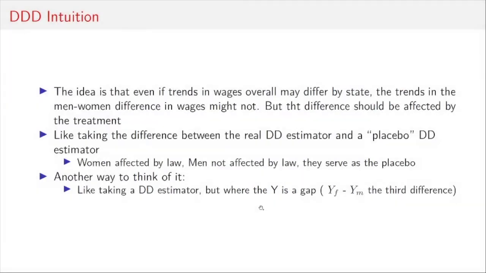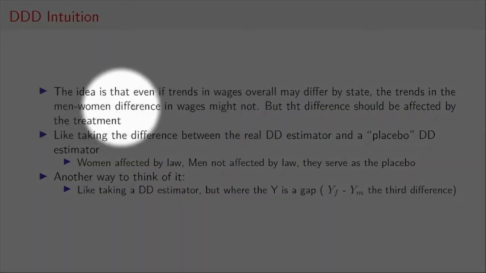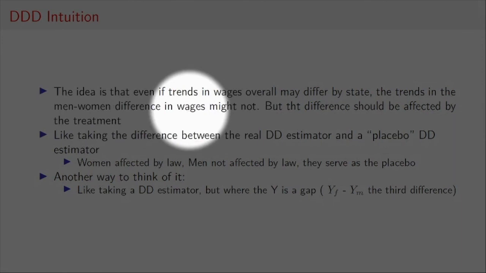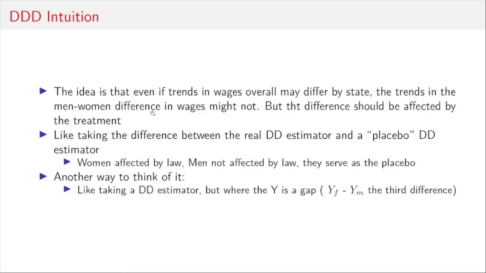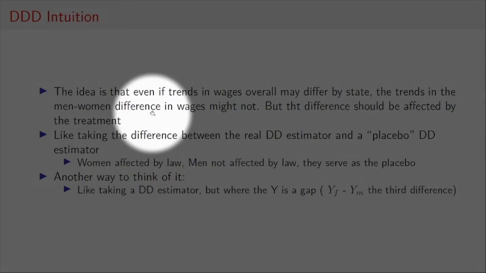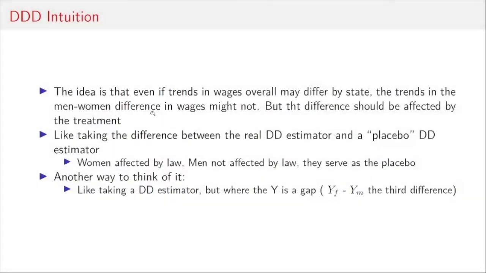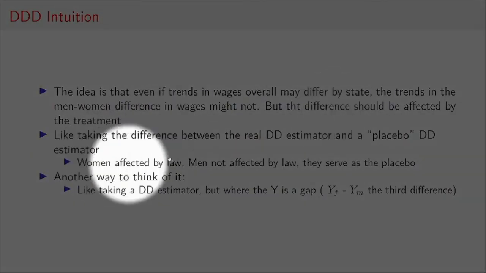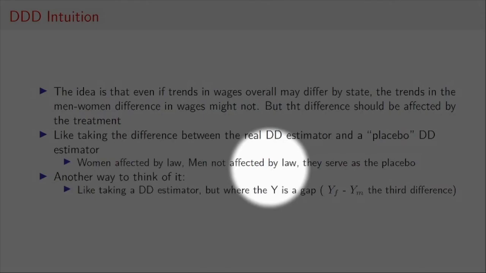So what's the logic here? The idea is that even if the trends in wages themselves may differ between states, we might assume that the trends in the men-women difference in wages, meaning the wage gaps, might not differ. So the wage gap might exhibit parallel trends in the absence of the treatment. However, the treatment should affect that difference. Why? Because the maternity laws would affect women, but they would not affect men.